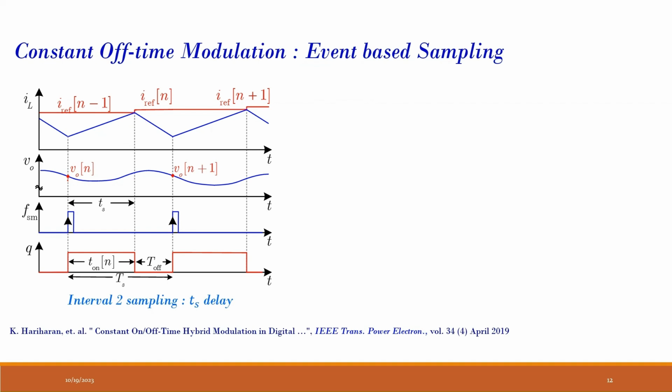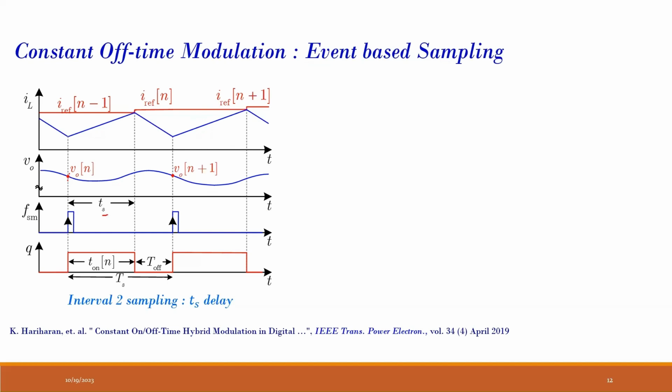So again, there's an interval 2 sampling with Ts time delay. It's like when the inductor current is switching off, the inductor current is still falling. That time you're taking the sample, and then you're turning on the switch, and it remains on until it reaches the reference value. You're taking the sample over here, but you're updating the reference over here. So that's why there's a Ts time delay.